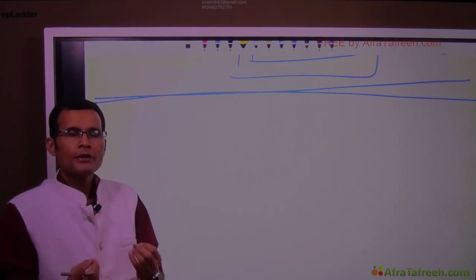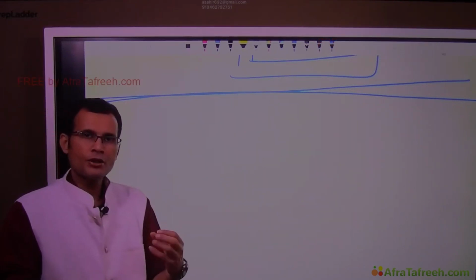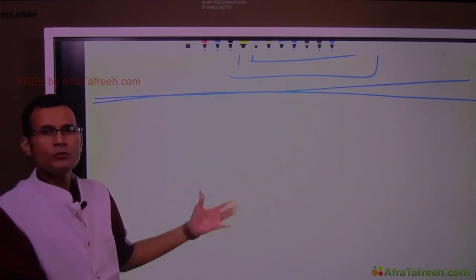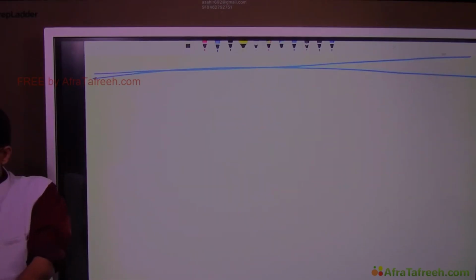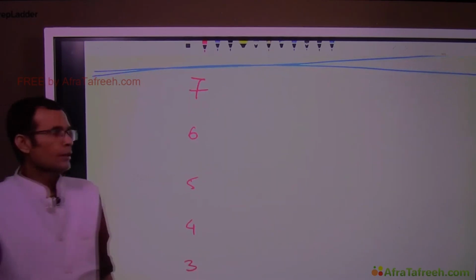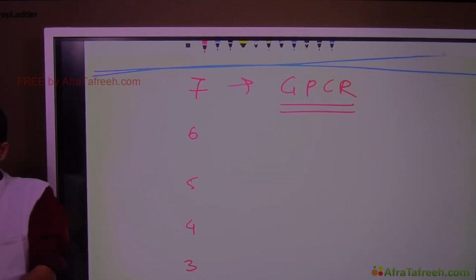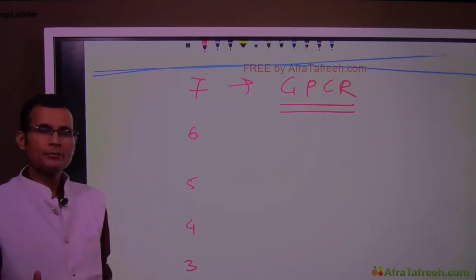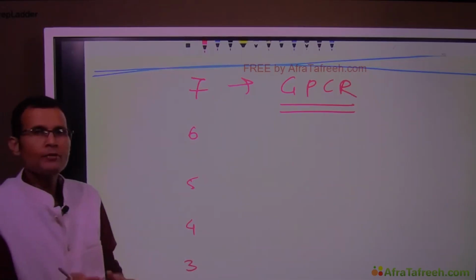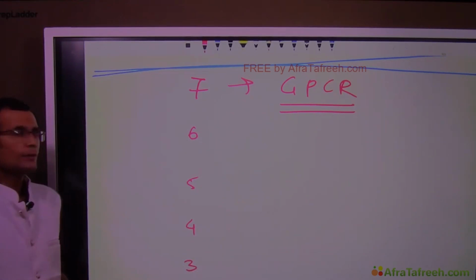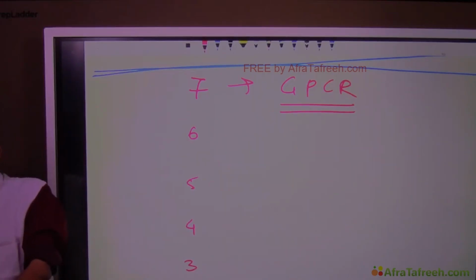I'll give you an easy way of remembering the structural significances, or how will you remember the structural characteristics of the proteins. Let's write like this: 7, 6, 5, 4, 3, 2. 7. GPCR, G protein coupled receptor, has 7 transmembrane segments, spans the membrane 7 times. Remember, we have discussed it previously. And it's also called as serpentine receptor. So 7 transmembrane segments.